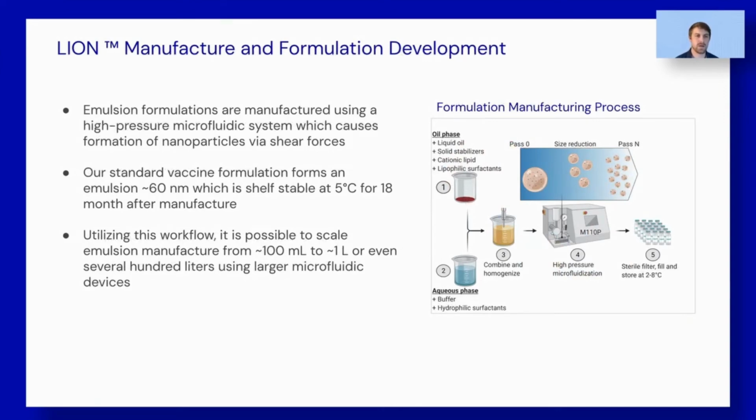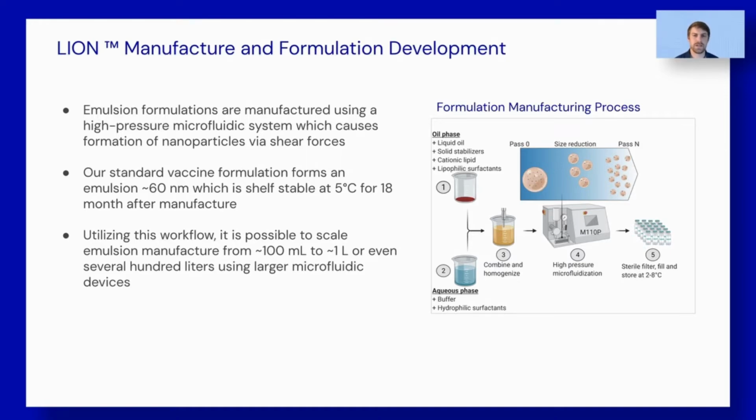To help you better understand the work that I do at HDT, I will walk you through the manufacturing process we use to make our emulsion formulations. The manufacturing process begins by separately weighing out the hydrophobic and hydrophilic components of the formulation. The oil phase generally consists of a liquid oil component, a lipophilic surfactant, any stabilizing agents that we're incorporating, and a cationic lipid. The aqueous phase generally consists of the hydrophilic surfactants and any buffering components.